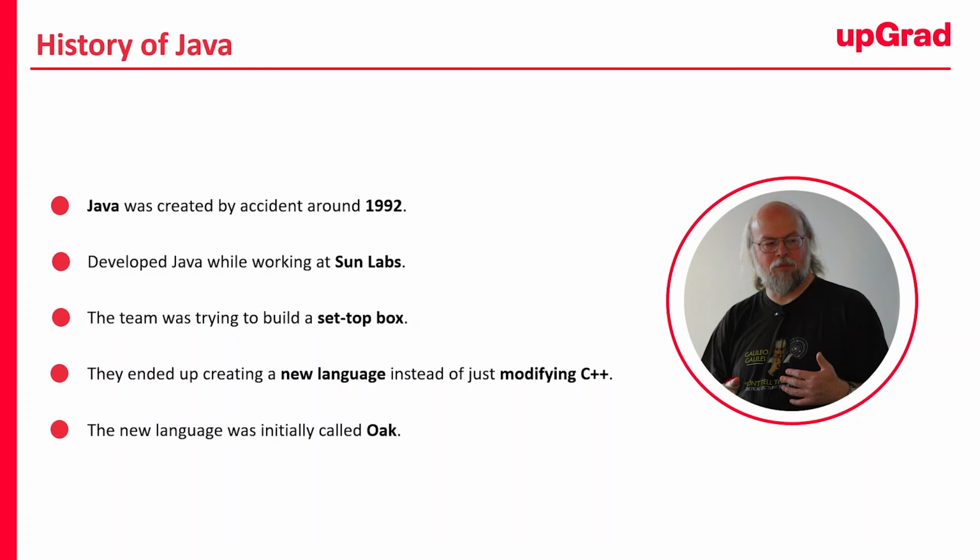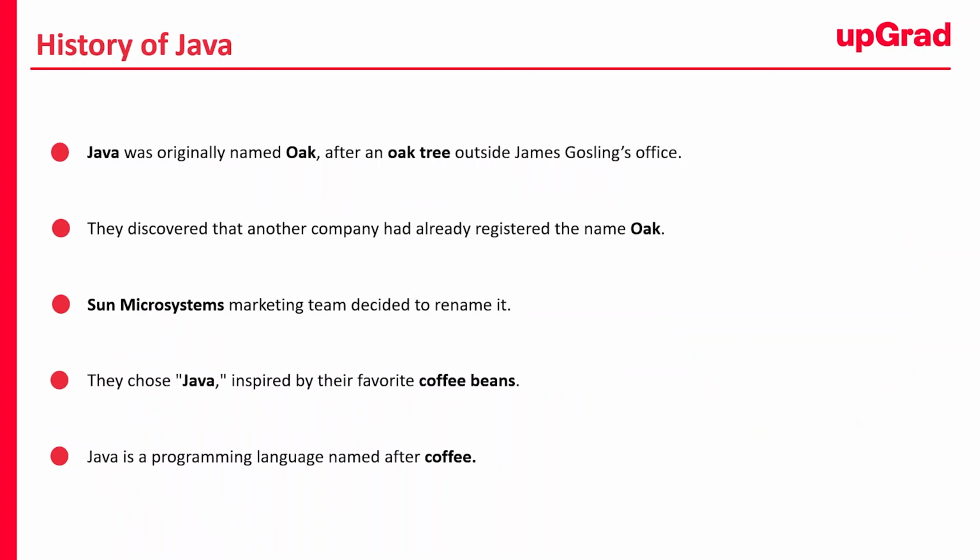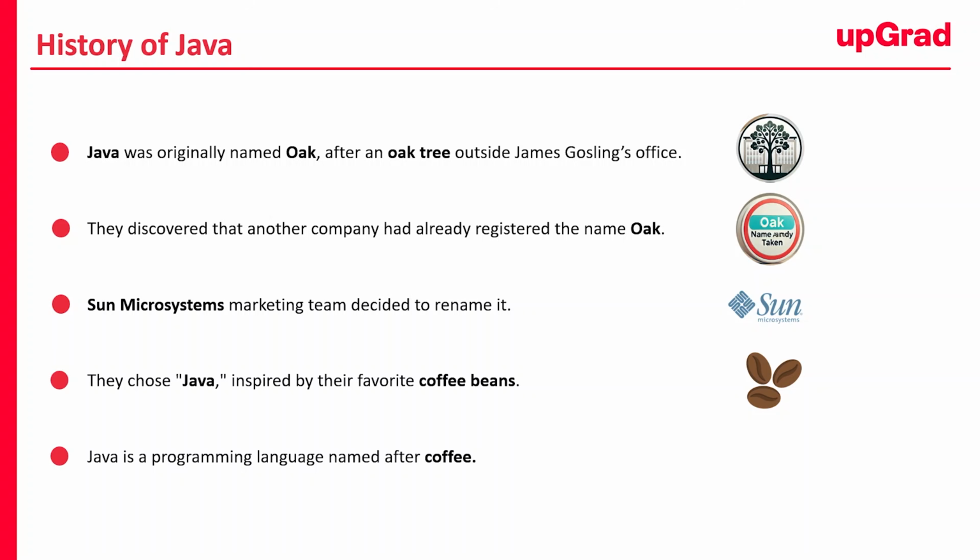And guess what they called it? Oak. Why oak, you ask? Well, it was named after an oak tree that stood outside James Gosling's office. Pretty cool, right? But here's where it gets even more interesting. When they were all set to roll out Oak, they hit an obstacle. It turns out a company had already registered that name. So what to do? Sun Microsystems' marketing team jumped in and renamed it to Java, inspired by their favorite coffee beans. And that's how Java got its name. So yeah, a programming language named after coffee. How's that for a backstory?